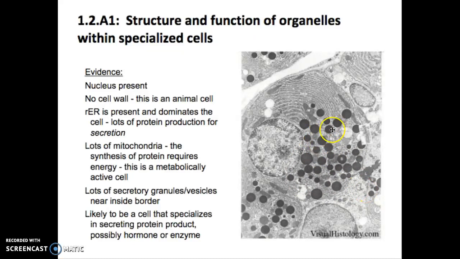I'm going to guess they dyed the vesicles on the slide so we could see them better. And so because there's lots of secretory vesicles, lots of RER, lots of mitochondria, this is probably a cell that's specialized in secreting protein products, probably hormones or enzymes. And that is, in fact, exactly what this is. This is a pancreatic exocrine gland cell, and that's its whole job, is to secrete information.